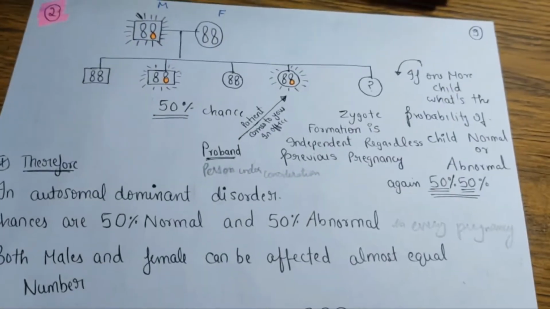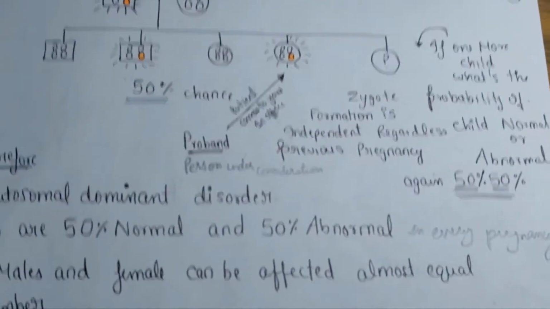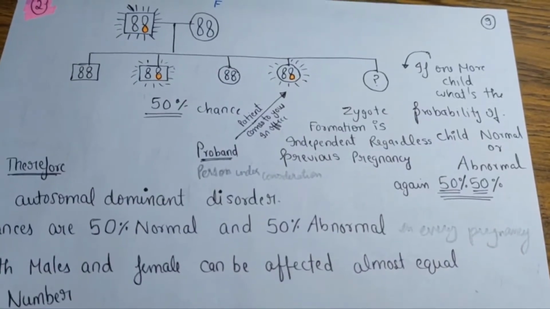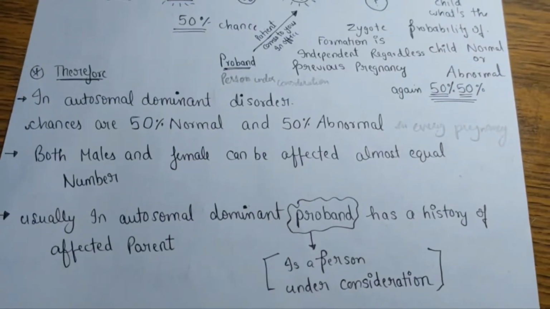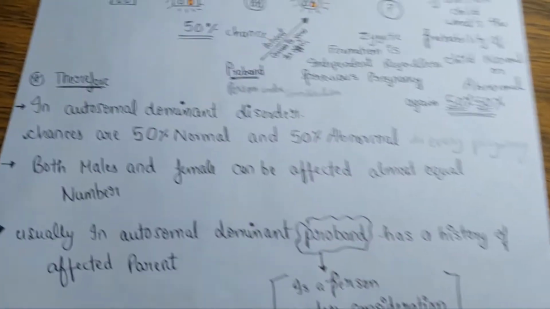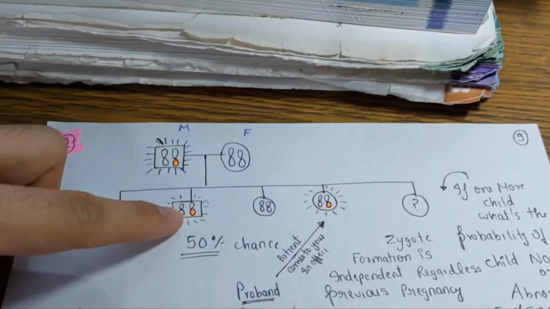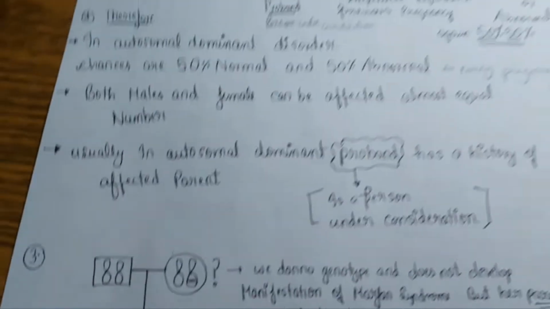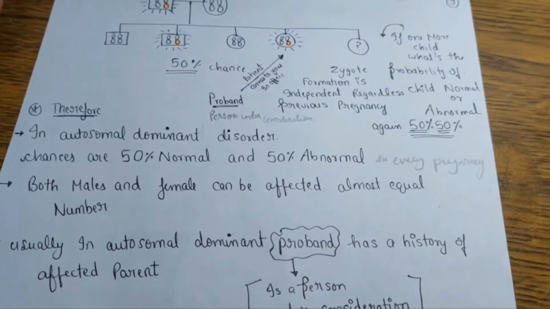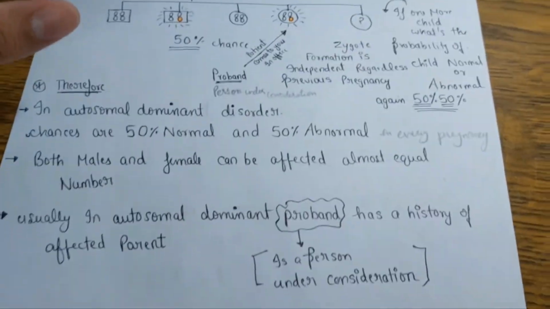So therefore in autosomal dominant diseases, the chances of a normal and abnormal kid in every pregnancy are going to be 50-50%, and males and females are affected almost equally in number. Usually in autosomal dominant disease, the proband has a history of affected parents. So what is a proband? Here this and this will be considered as proband, that is, the affected individuals who are under consideration. They have an autosomal dominant disorder, and they have a history of affected parents. So here this boy and this girl had an affected father.